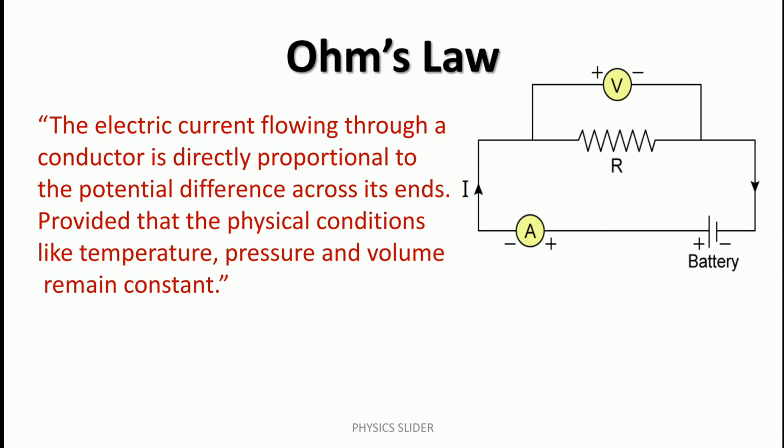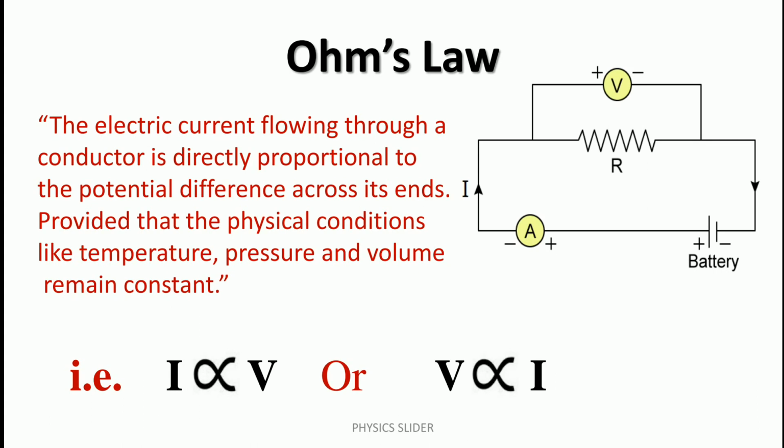This holds provided that the physical conditions like temperature, pressure and volume remain constant. So under these conditions, the electric current flowing in the circuit is directly proportional to the potential across the ends of this conductor. So we will write it like I proportional V, the electric current is proportional to the electric potential, or we can write it like V proportional I. The electric potential will be directly proportional to the electric current, vice versa.